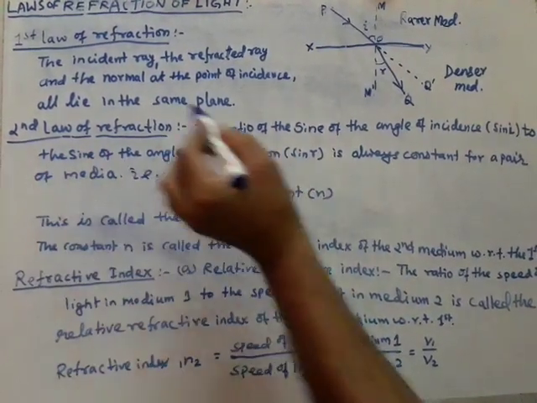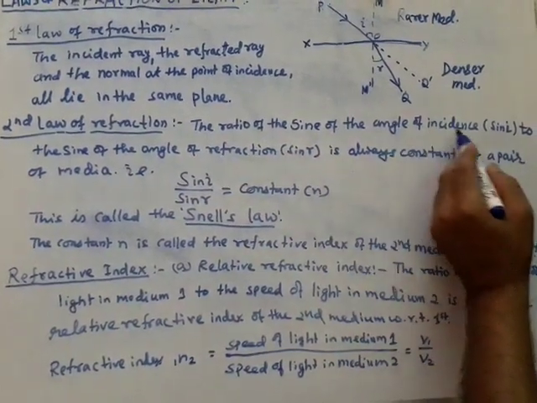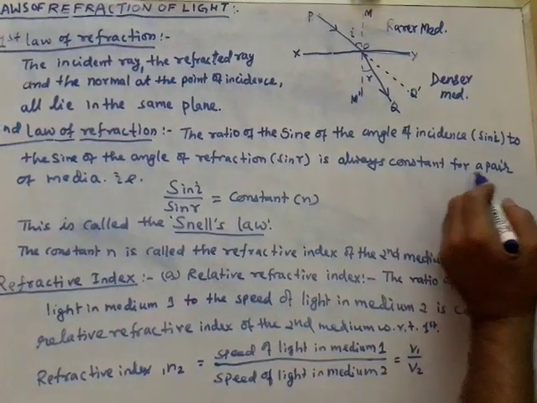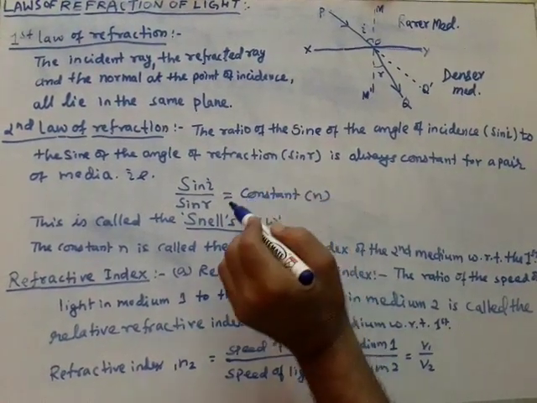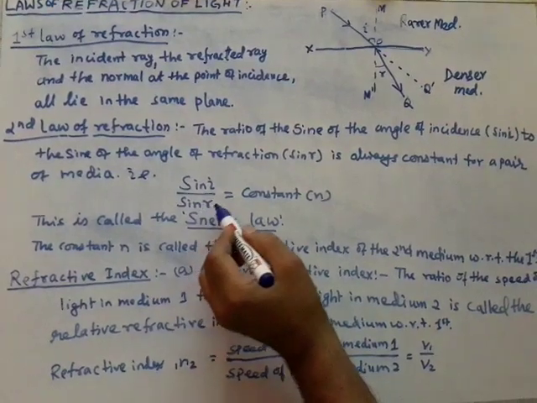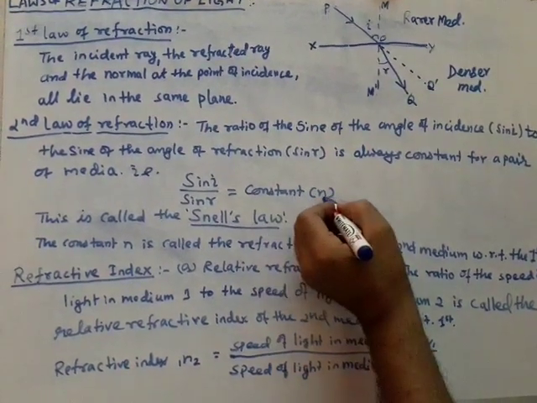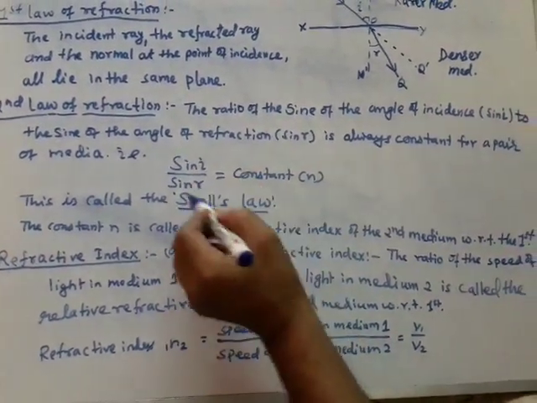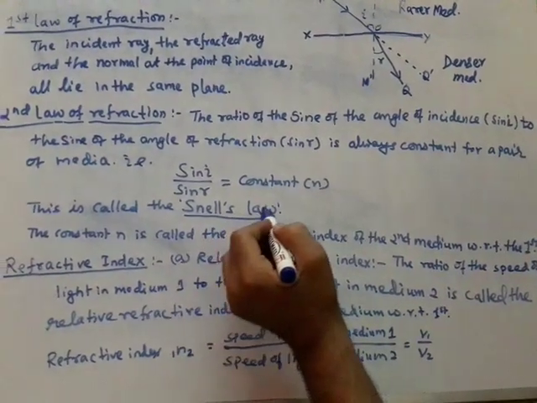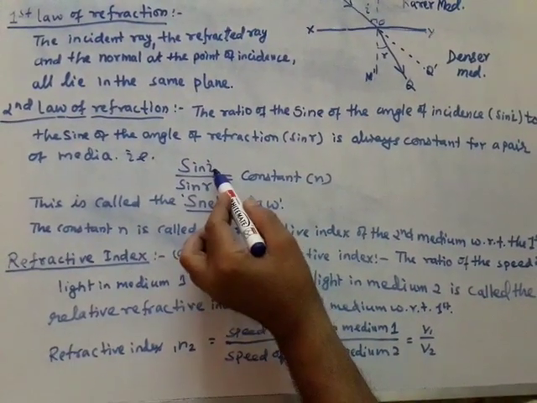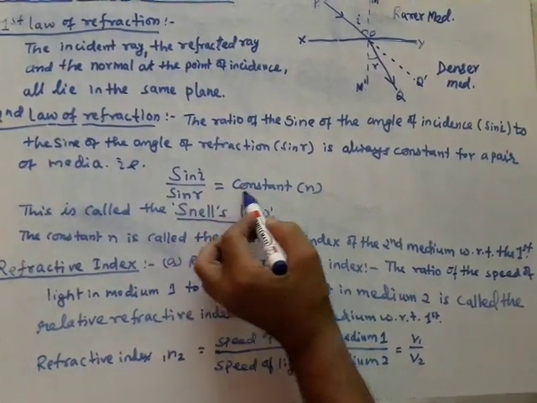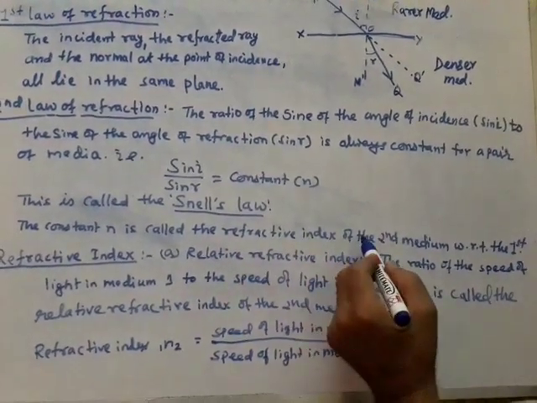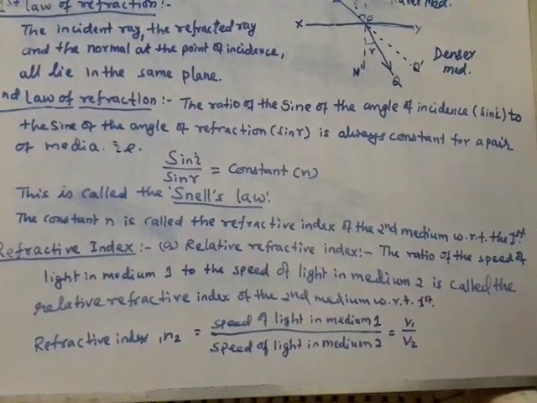Once again, in the second law of refraction, the ratio of the sine of the angle of incidence to the sine of the angle of refraction is always constant for a pair of media. That is, sin I by sin R is equal to a constant. This constant is expressed as n. This is called Snell's law. According to this law, the ratio of the sine of the angle of incidence to the sine of the angle of refraction is always constant for a given pair of media. And this constant is called the refractive index of the second medium with respect to the first medium.